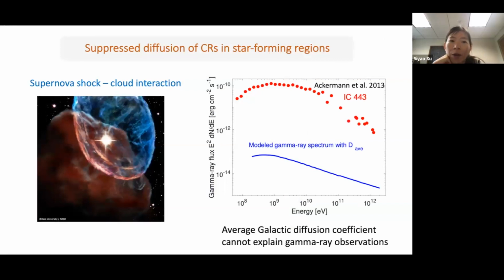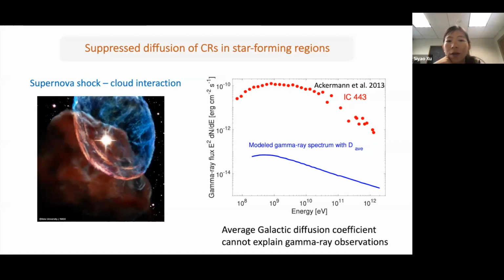The star formation can be triggered, for example, by supernova shocks. Here this shows a cloud interacting with a supernova remnant. In the hadronic scenario, the cosmic rays accelerated at a supernova shock can escape and then diffuse in the surrounding molecular cloud. Depending on the source, these clouds can be in the vicinity of the supernova remnant, or they can be already swept inside the supernova remnant.